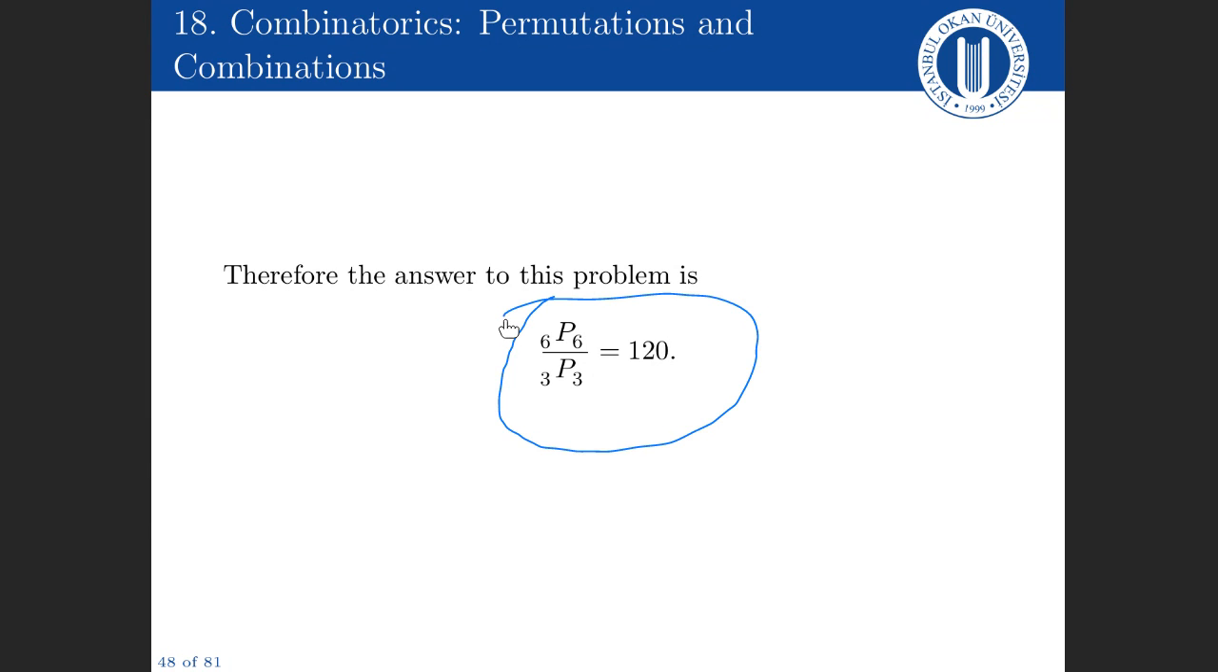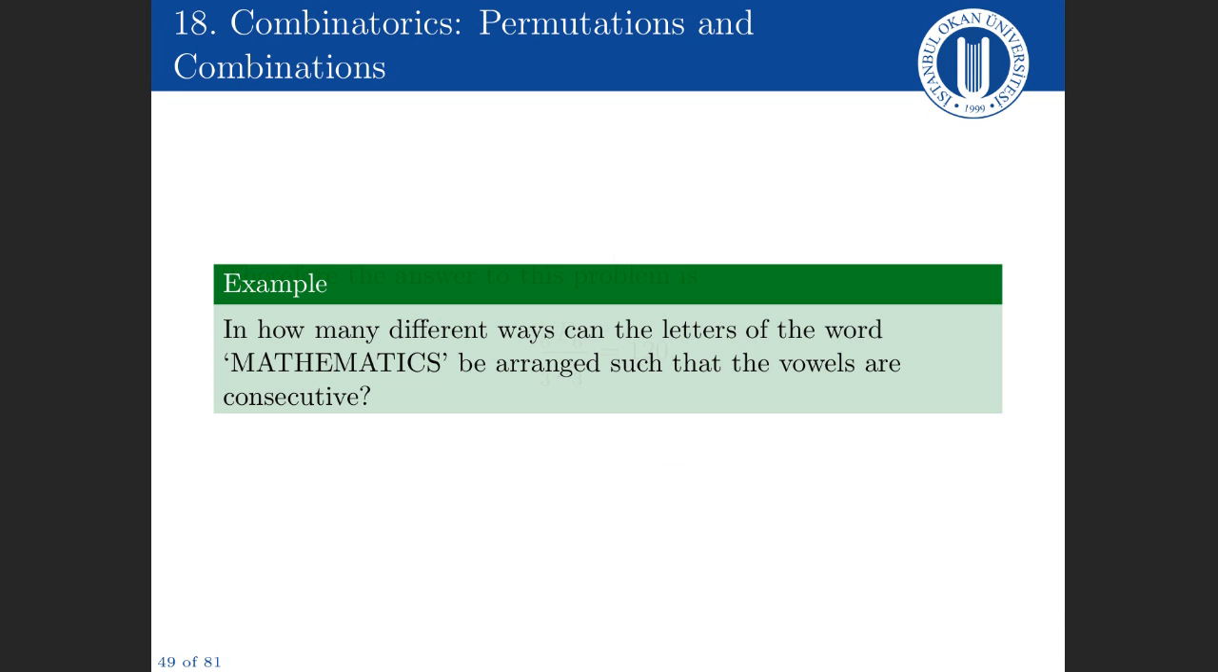6P6 is the number of ways to arrange 6 different balls, and then so that we don't count the same combination too many times, we divide by 3P3, the number of different ways to arrange the orange balls. The answer to this problem is 120.